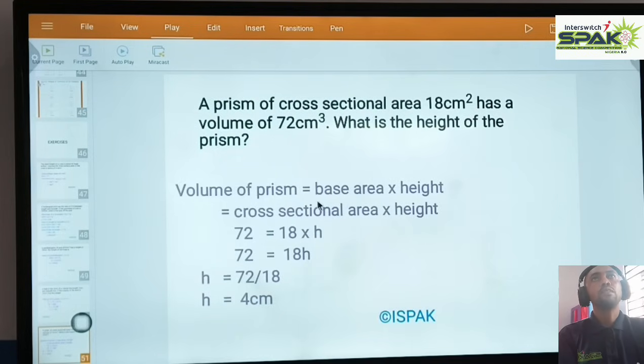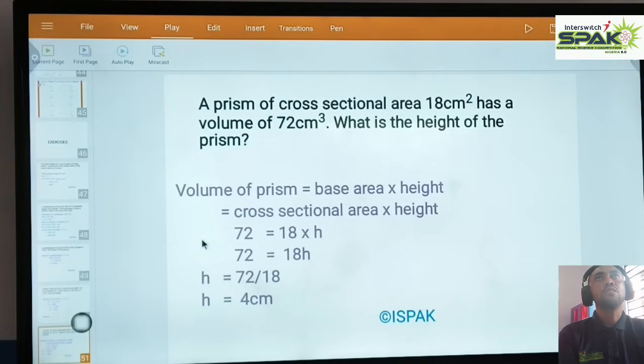Alright, the next question. A prism of cross-sectional area 18 cm square has a volume of 72 cm cube. What is the height of the prism? So here now, first, let's have the volume of a prism. Volume of a prism is base area times height, which is also the cross-sectional area times height. We are given the volume to be 72. We are given the cross-sectional area to be 18, then times height. So from there, we divide through by 18, so our height will be 4 centimeters. So therefore, the height of the prism is 4 centimeters.